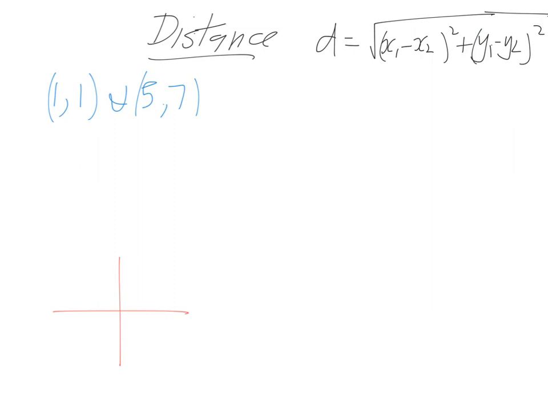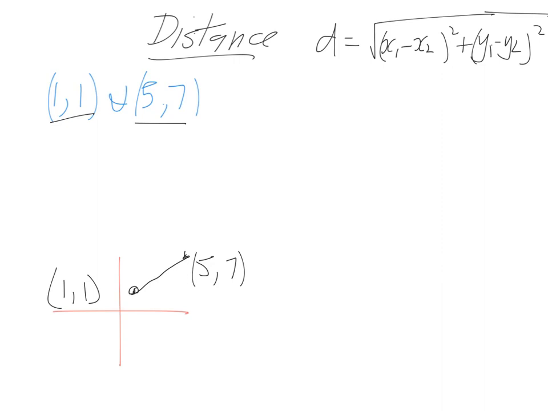So I'm going to take this 1 and 1, I'm going to draw that point, that's about here. I'm going to draw the other point, 5 and 7, it's going to be about there. So I'm finding that distance there. So here we are at 1 and 1. Let me just draw that clearer. 1 and 1, and here we are at 5 and 7.